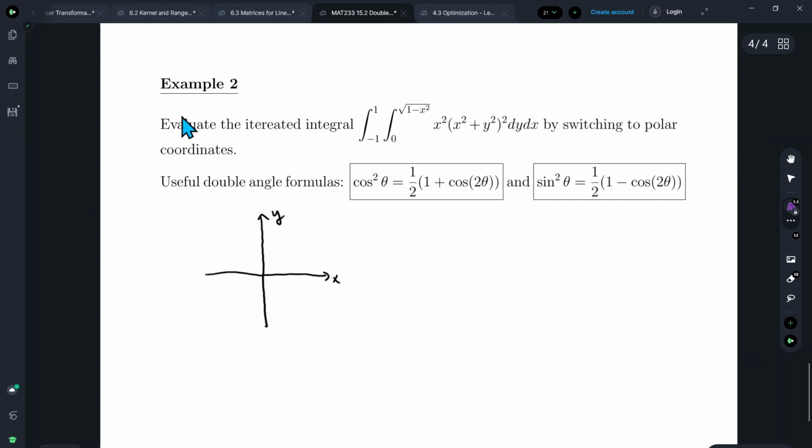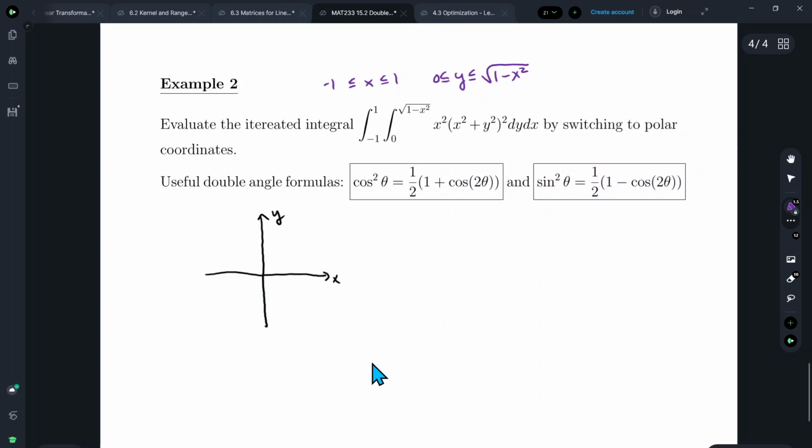Right. So here we have x going between -1 and 1. So let's write out. So x goes between -1 and 1, and then these are the limits for y, right? Because that's how the variables go. So y goes between 0 and square root of 1 minus x squared. Okay, so let's try to take a look at this region in the plane, right?